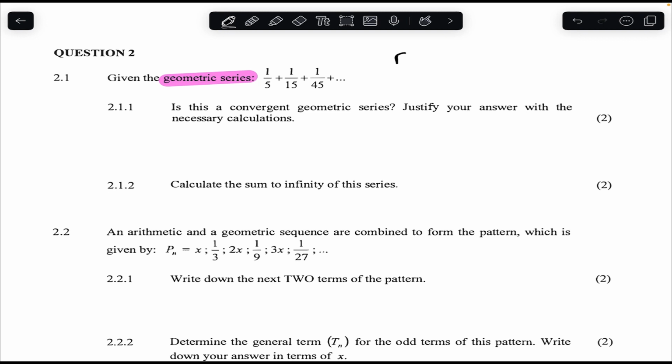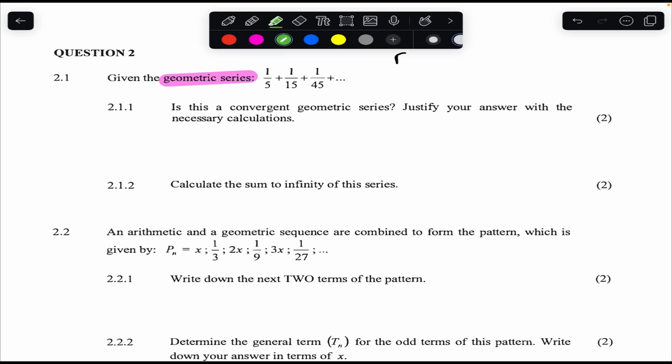So it says now, it asks first, is this a convergent geometric series? So they are asking, does this series converge as we go to infinity? If we infinitely add values, is there a number that is going to represent if this converges? And there is a certain test for that.